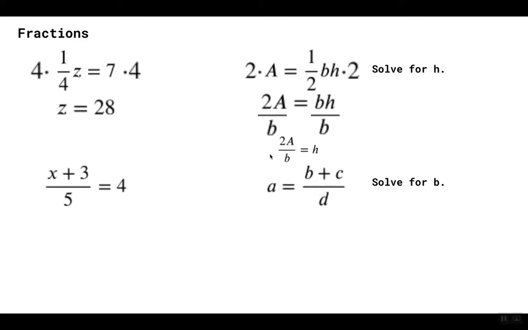Okay? Now, here's one of the fractional ones we looked at that we do a little different, or a little backwards to the way we normally handle this. Remember, this fraction bar, this division bar, is a grouping symbol. So this x plus 3 is in parentheses. So the first thing I have to do, it's divided by 5. So I'm going to multiply both sides by 5. These 5's will cancel, and I'll be left with x plus 3 equals 20. Then I'll have to subtract 3 from both sides and get x equals 17.